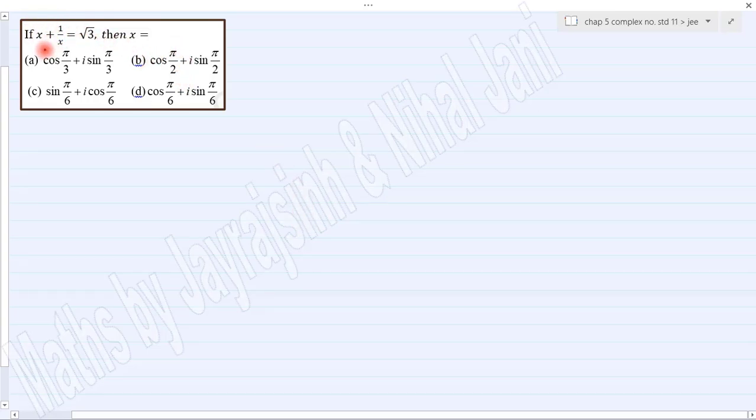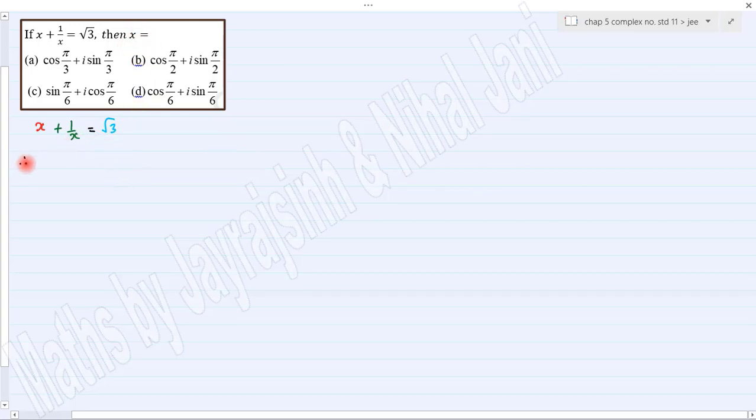In this question, it is given that x plus 1 by x is equal to root 3. To solve this question, we have two tricks. First one is a conventional one, which is related to the quadratic equation. And the second one is the shortcut method. I am going to solve using both methods.